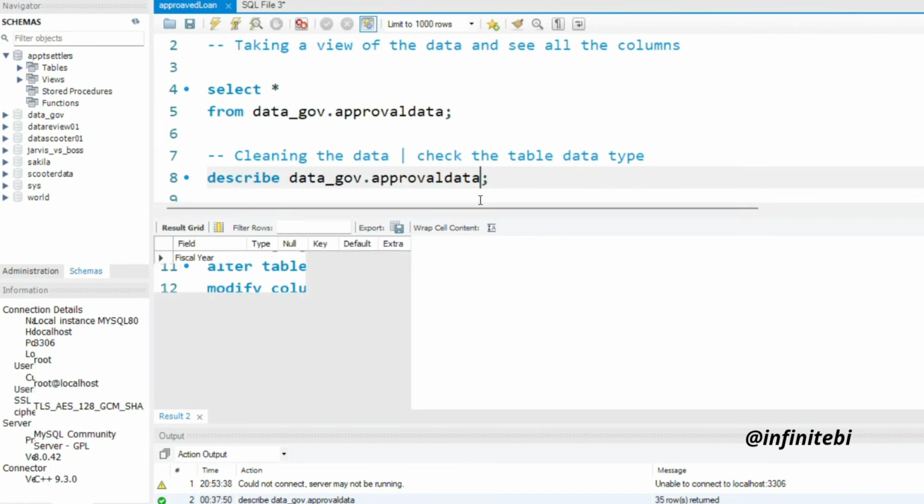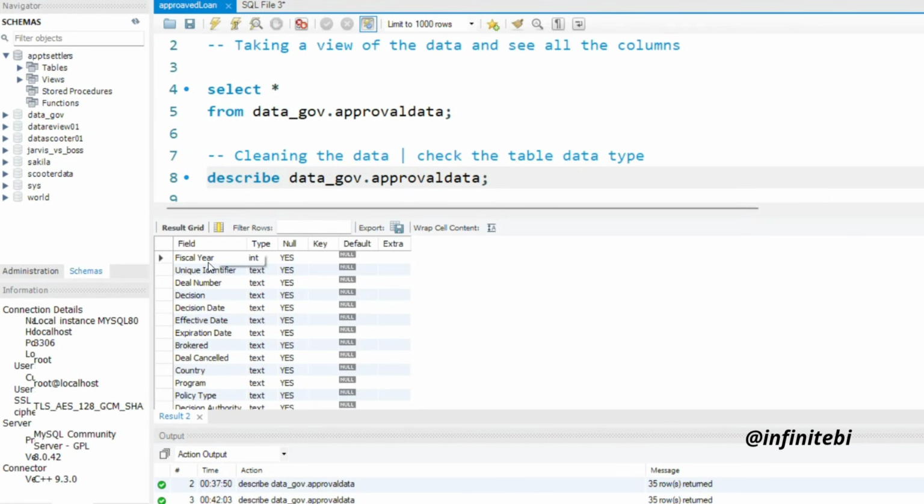So for example, fiscal year is integer, which is correct. It's a four-digit year. Unique identifier, deal number should be a number. Now it's text, so we need to fix it and change it to integer or numeric. Decision date should be a date format. That is text, so we need to change that as well. Effective date and so on. By default we got some null values, so those are the changes we need to make to clean the data. I'm going to close this now.